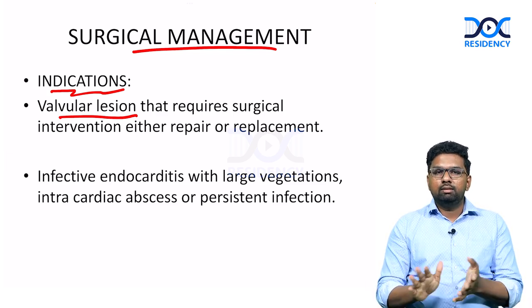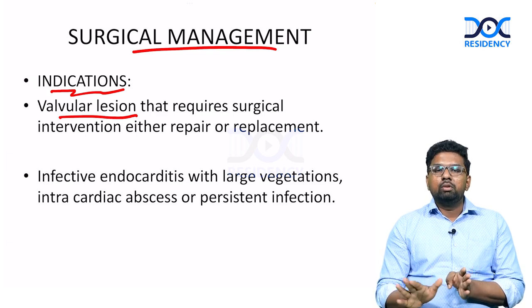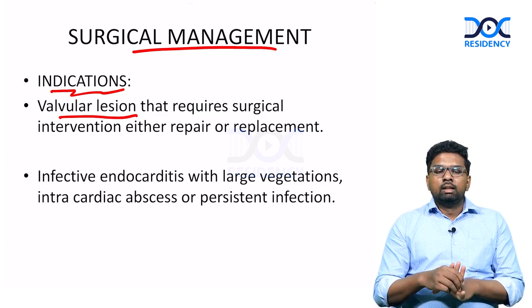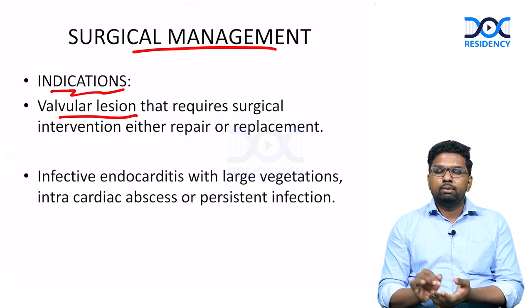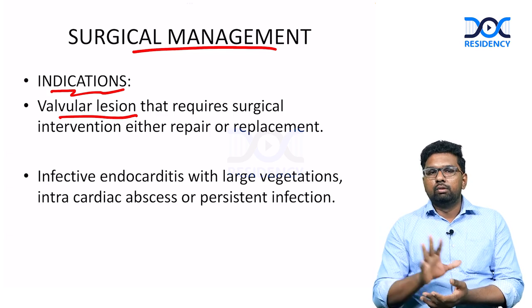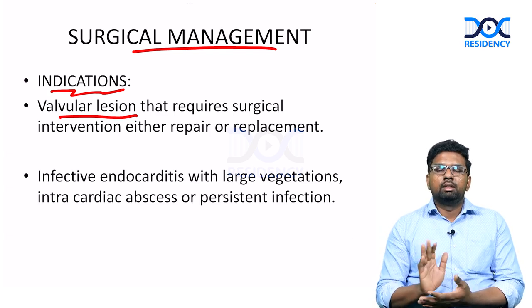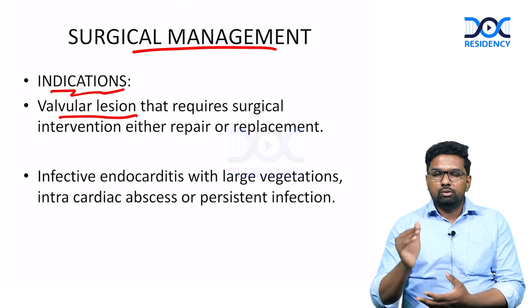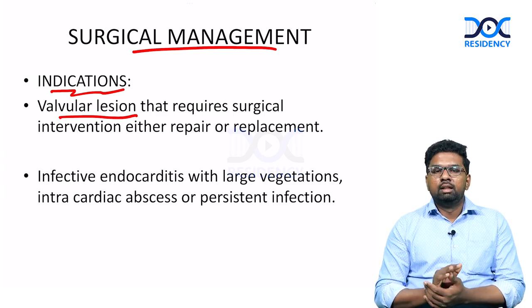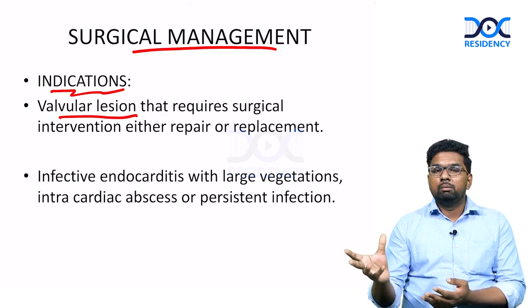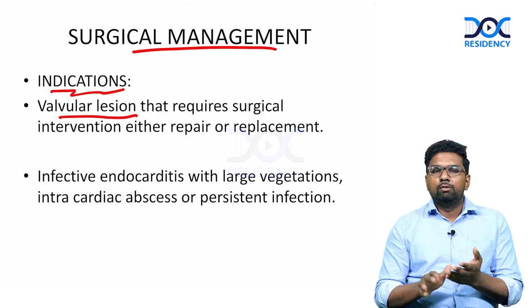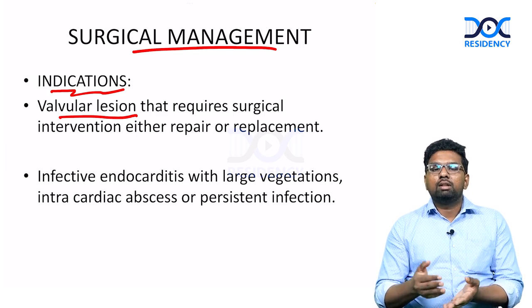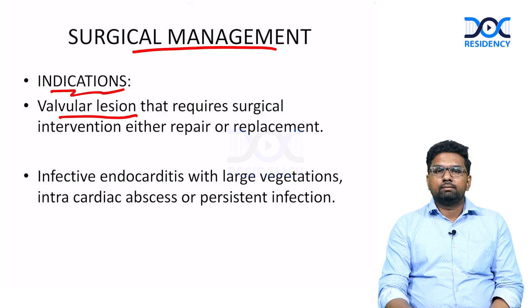This is the thing which we have to decide through echo before surgery itself. In infective endocarditis with large vegetation and intracardiac abscess formation or any septic foci, you have to operate and remove the vegetation. You have to remove the abscess cavity and close the abscess cavity by some means, and in case of septic emboli, you have to remove the emboli also. This is the primary aim, followed by valvular repair or replacement if necessary.